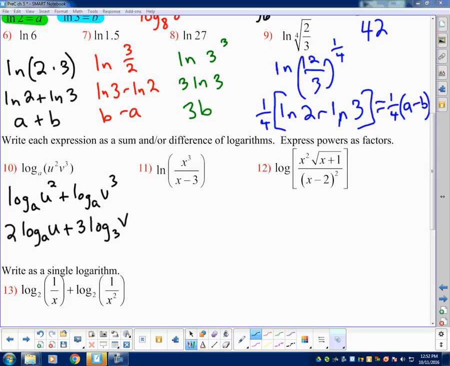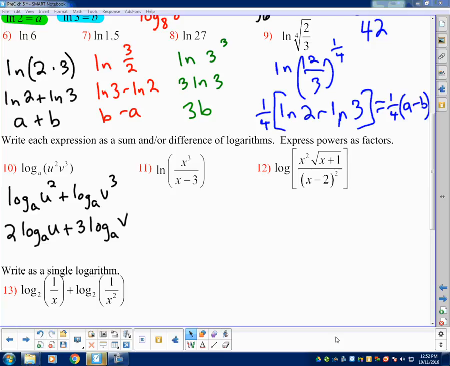Oh, sorry. Why is it log base 3 there? Log base 3. Oh, that shouldn't be log base 3. Sorry. Is that what you're raising your hand about? Yeah, it should be log base A. It's got to be the same base, or it doesn't work. I can't switch bases on there. Sorry about that. So log base A of u squared plus log base A of v cubed, and then move the powers out in front.